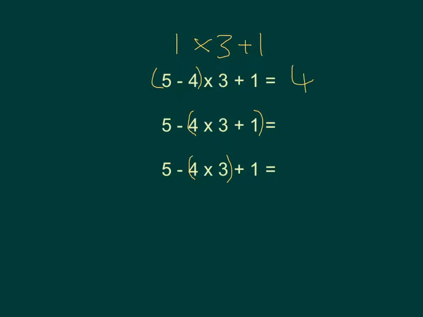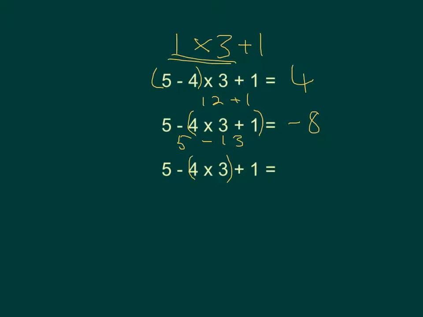Now here, in this case, I actually know that I do the multiplication first before I do the addition, if there's no brackets. On the next example, I've got 4 times 3, then I need to do the bit in the bracket first, so I'll do 4 times 3, which is 12, plus 1, so the bracket makes 13. If I do 5 take away 13, I get negative 8.